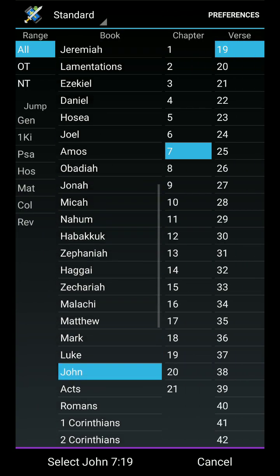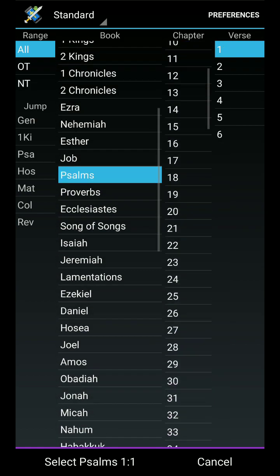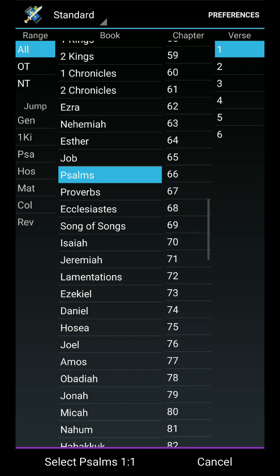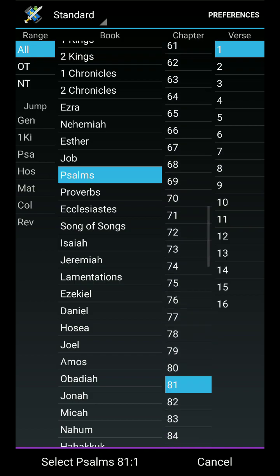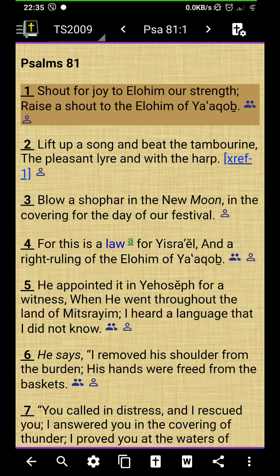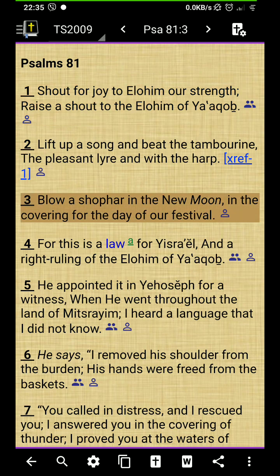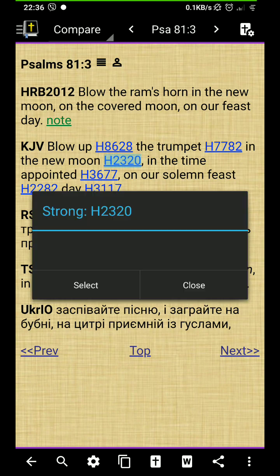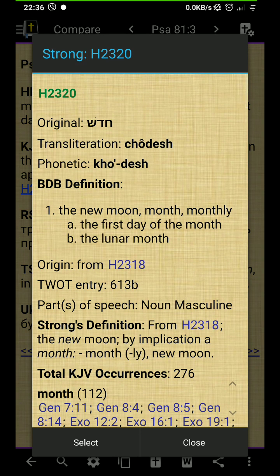So now, for example, let's go to Psalms, and I think it's Psalm 81 that a lot of people mention while discussing this topic. If I'm not, yeah, it's here, I think. So blow a shofar in the new moon. You see, as I said, the scriptures use this phrase, new moon, almost every single time when it actually says new month. So let's compare.